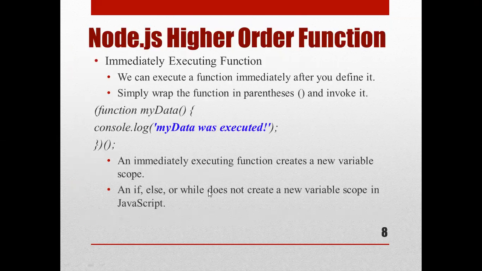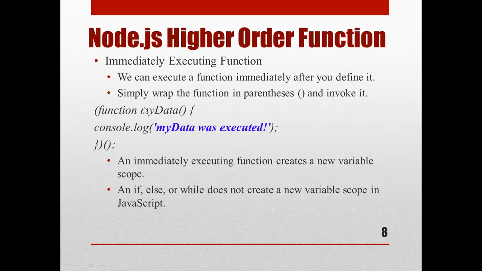Next one is the Node.js higher order function. Higher order function we will see. So what is that higher order execution? Sorry, an immediately executing function. Immediately executing function means we can execute a function immediately after we define it. Whenever after defining that function, we immediately execute it. Then simply wrap the function in parentheses and invoke it. Here you can see, simply wrap the function in parentheses and invoke it.